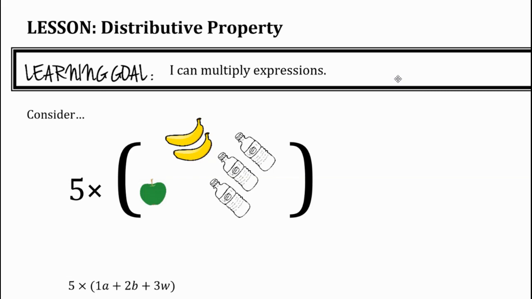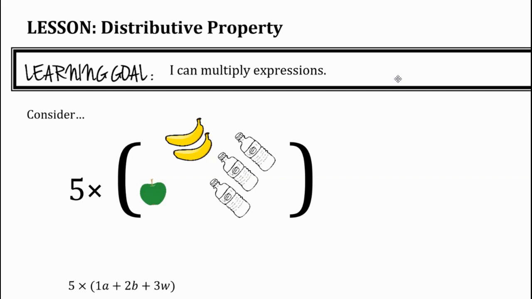Imagine you're going on a hiking trip with some friends, and you're in charge of snacks, and you decide to get everybody 1 apple, 2 bananas, and 3 bottles of water. And how many friends are you going with? 5 friends. So how many apples do you need? 5. How many bananas do you need? 10, because 2 per person. For 5 people is 5 times 2, which is 10. How many bottles of water do you need? 15. Because 3 bottles of water per person times 5 is 15 bottles.